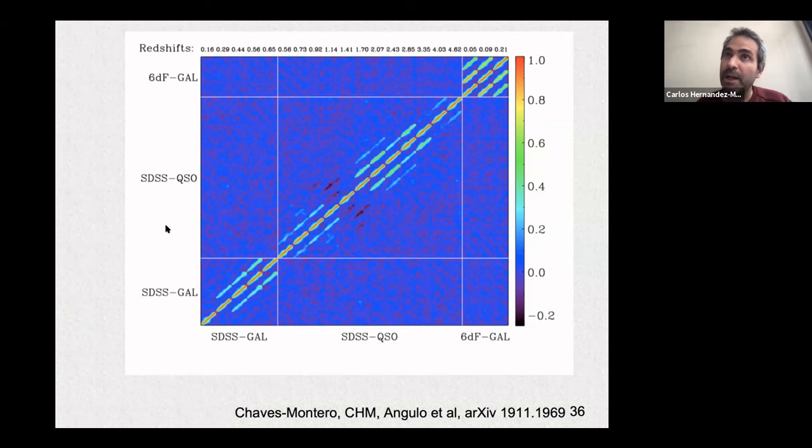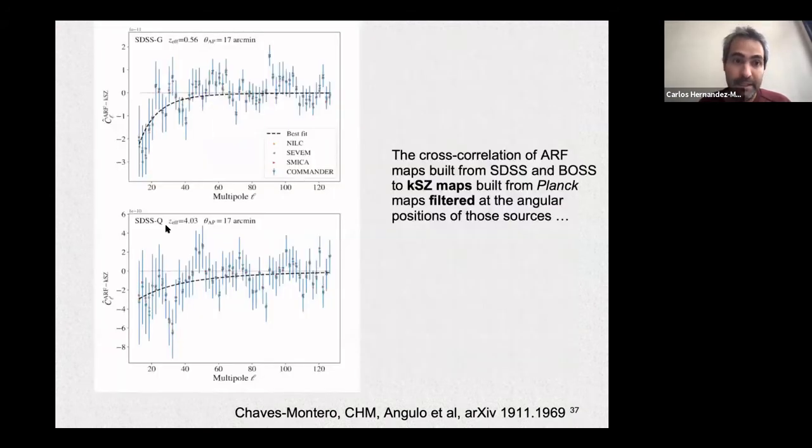For every shell, we had a map of angular redshift fluctuation that was cross-correlated to the CMB map from Planck. And this is the result of this cross-correlation. We actually find evidence for anti-correlation, as we would expect if the kSZ signal is there in Planck maps.